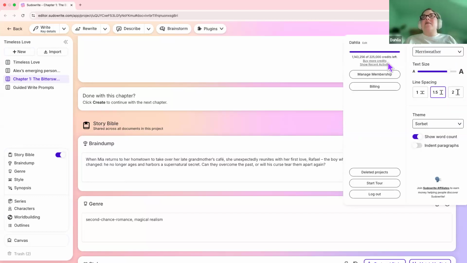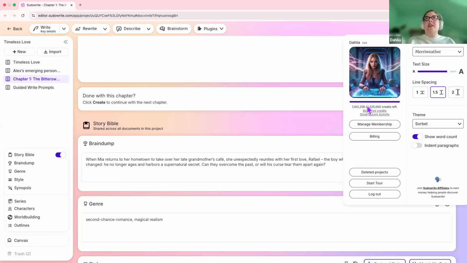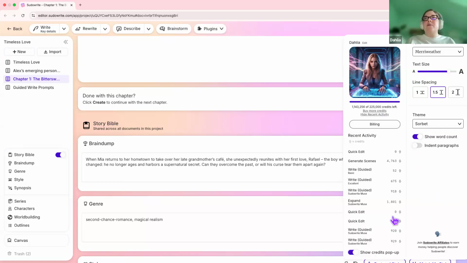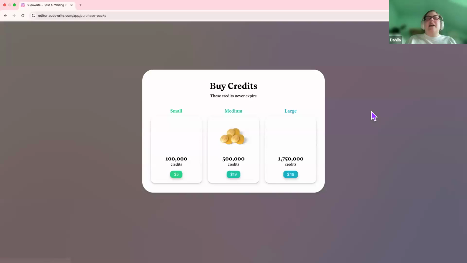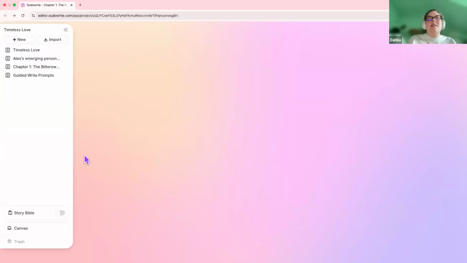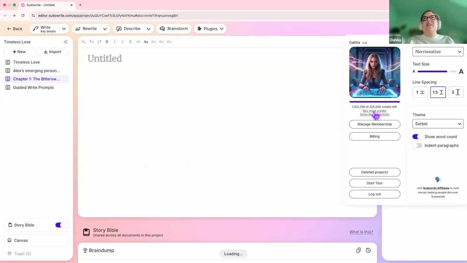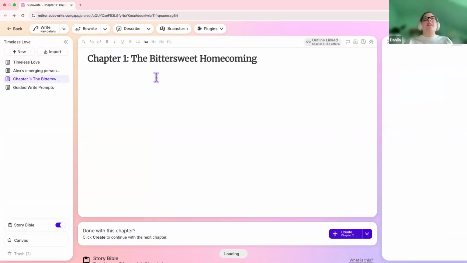The credits are like the currency of Sudowrite. You can see here how many credits you have still left and what you use them on. Oh, and now I clicked on this, I didn't intend to click on it. Whatever. You can also buy additional credits if you run out of credits. Essentially everything or almost everything you generate in Sudowrite will cost you credits.